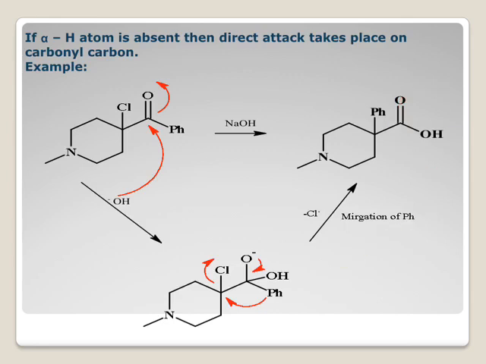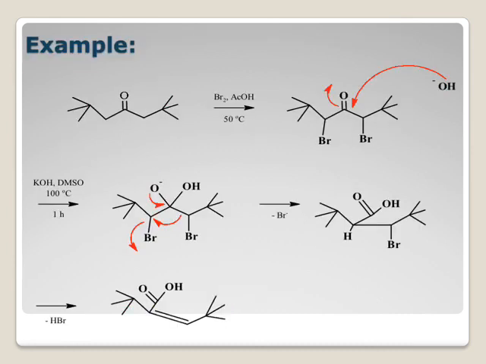Here is another example where you can see there are two alpha carbon atoms and it is a symmetrical molecule. This is alpha, this is also alpha. There is no halogen. So, first we need to carry out halogenation. Now, here when we do bromination in acetic acid at 50 degrees centigrade, then a dibromo compound is obtained. Once we have the dibromo compound, we use a base like KOH in DMSO, that is dimethyl sulfoxide, as a solvent. So, instead of attacking the carbon bearing the bromine atoms, the OH minus attacks the carbonyl carbon and oxygen acquires negative charge, generating this intermediate.